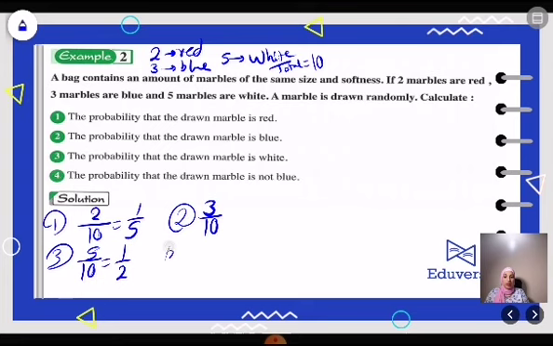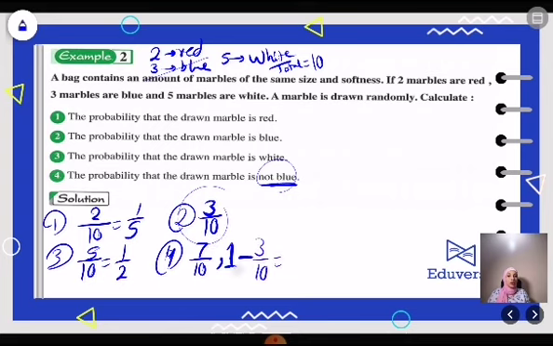The last one here, number 4, probability that the drawn marble is not blue. Not blue means I will remove the blue out of the total. The blue is 3. Then the remainder here is 7, so it will be 7 out of 10. Or we can use 1, which is the sum of all the probabilities, minus the blue. Because we need the not blue, I will subtract the blue from it. The blue was 3 out of 10, which will give me the same result, 7 out of 10 also.